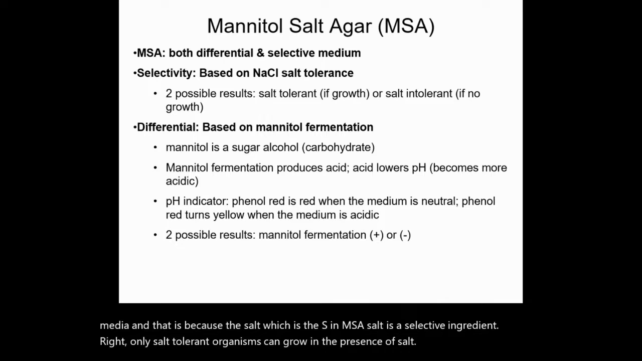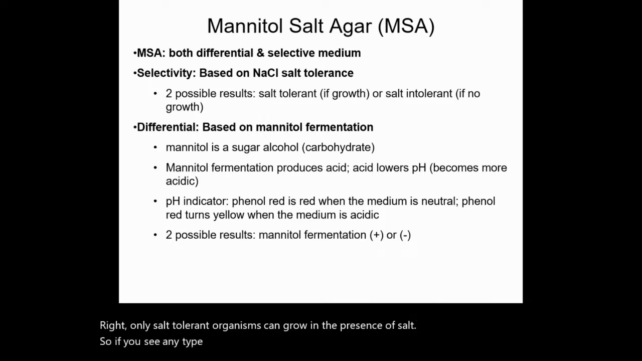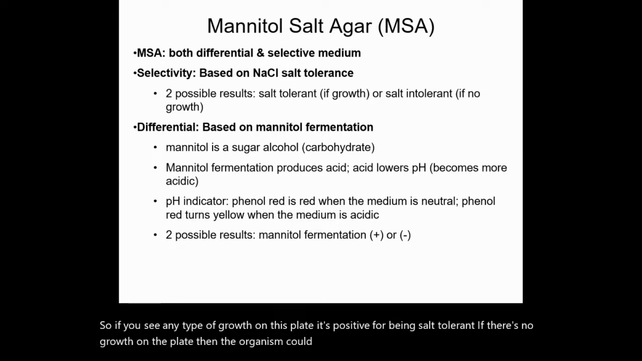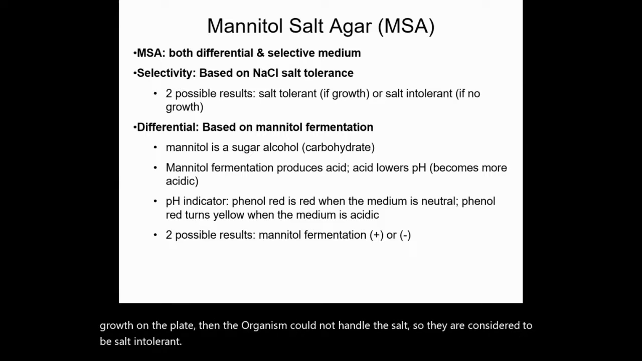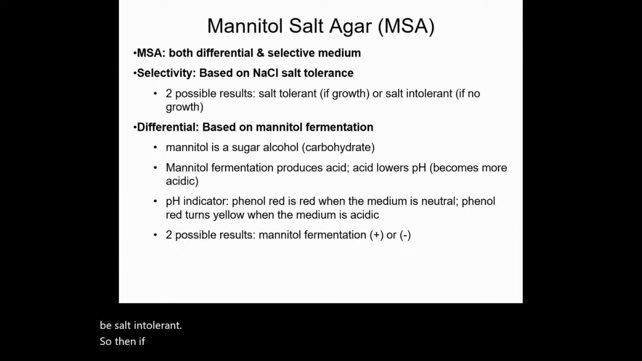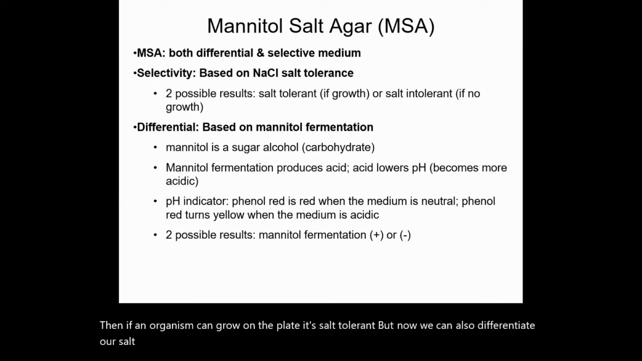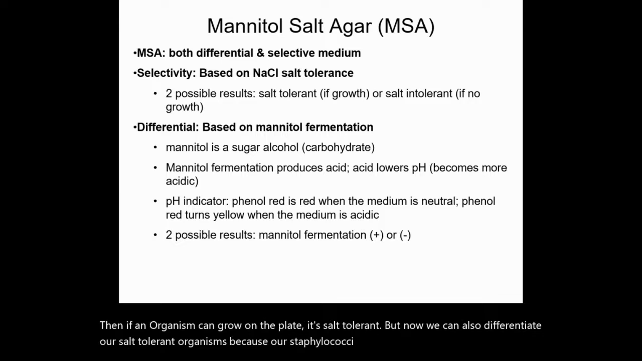So if you see any type of growth on this plate, you know it's positive for being salt tolerant. If there's no growth on the plate, then the organism could not handle the salt. So they are considered to be salt intolerant. So if an organism can grow on the plate, you know it's salt tolerant, but now we can also differentiate our salt tolerant organisms because some of our Staphylococci are salt tolerant.